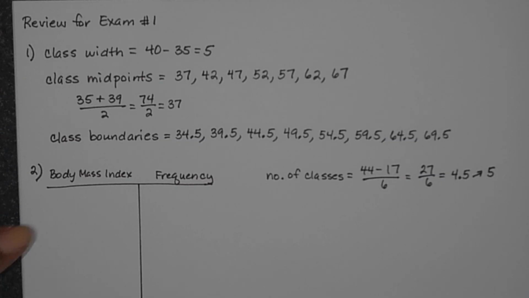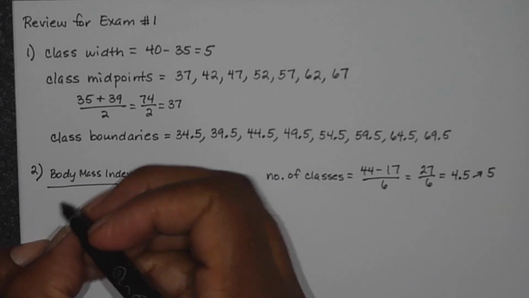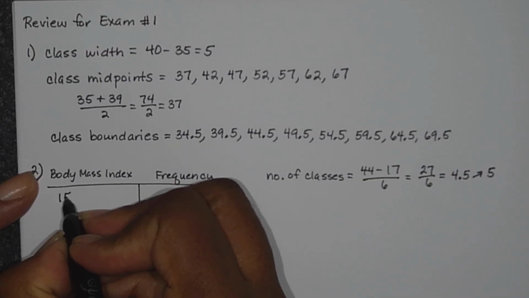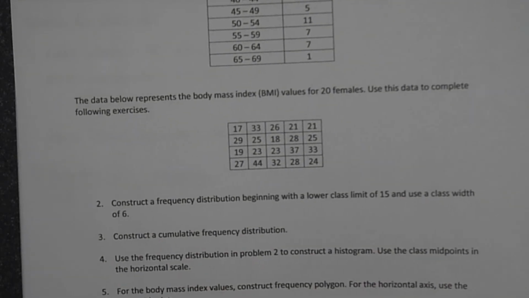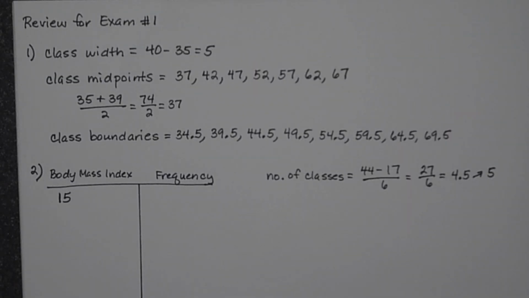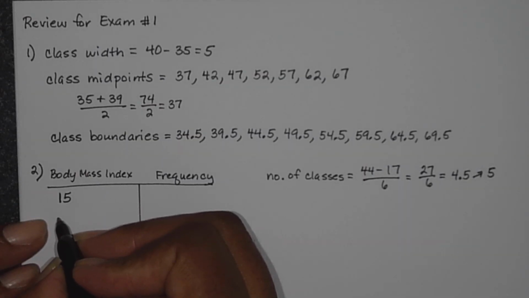All right, so now for this left column, here's what we're going to do. We're going to start with the lower class limit of 15 as indicated. Now let's go ahead and find out what our other lower class limits are going to be. So if this is 15 and that class width is given to be 6, what will be the next lower class limit for the next class?